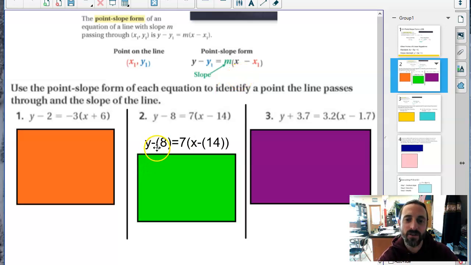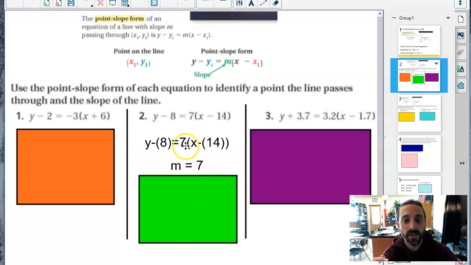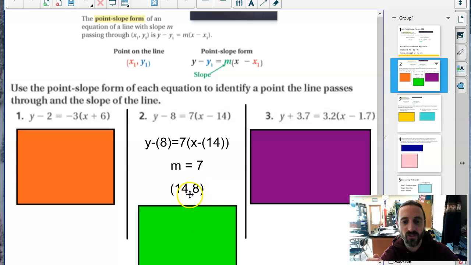So I'm breaking it down here to say, wait a minute, what I'm doing is y minus a positive 8 equals 7 times x minus a positive 14. And therefore, my slope is 7, just like up here. And then the point is, oh, the x1 is 14, the y1 is 8.